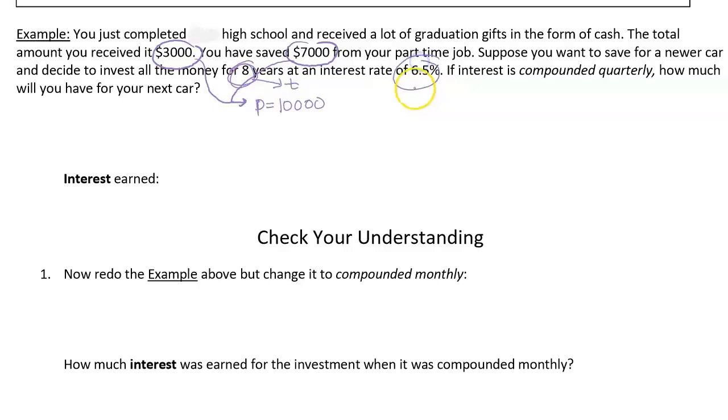The rate is 6.5%. If I write that as a decimal, I get 0.065. Then here we have compounded quarterly. Compounding is little n, and quarterly, so think about 4 quarters in a dollar, so 4 quarters in a year. Or if you're unsure, just check the table at the top of the page.